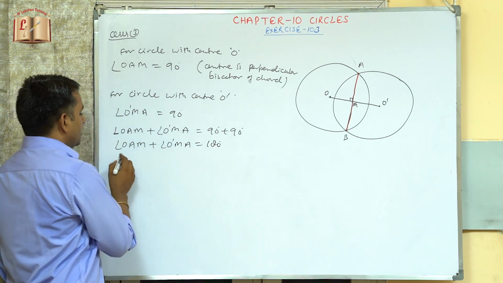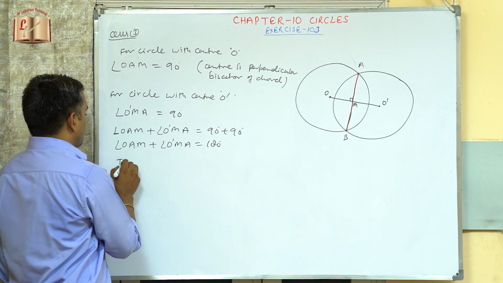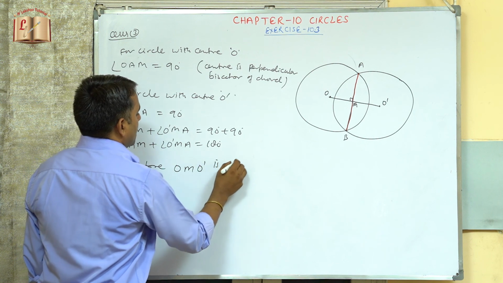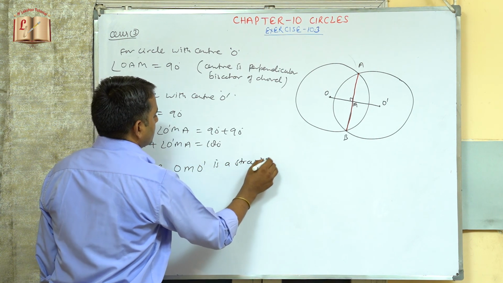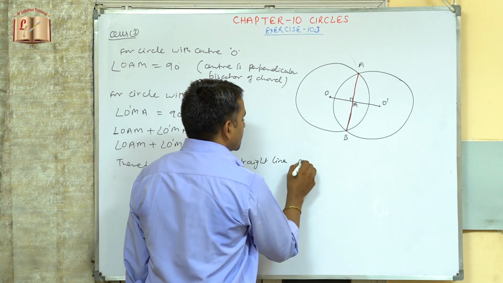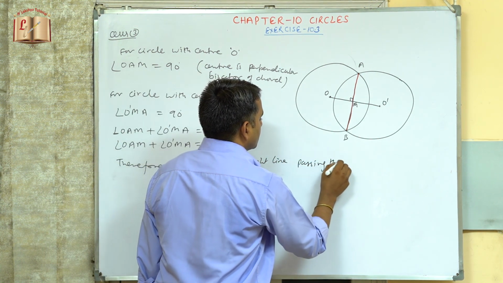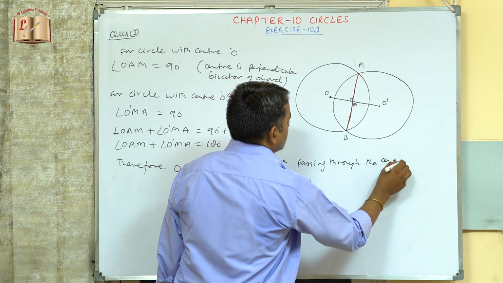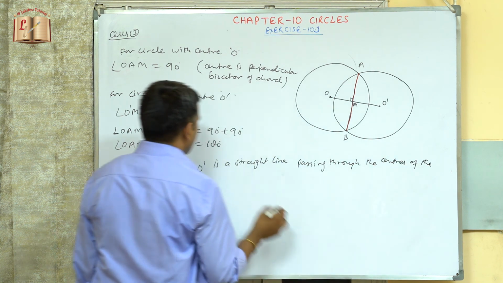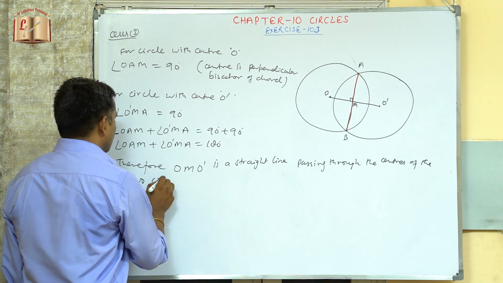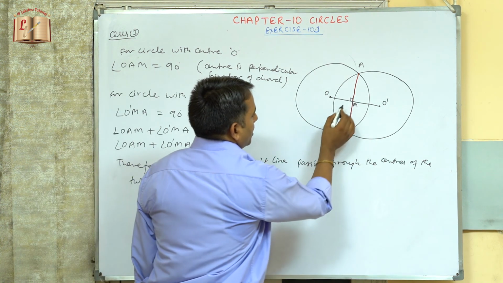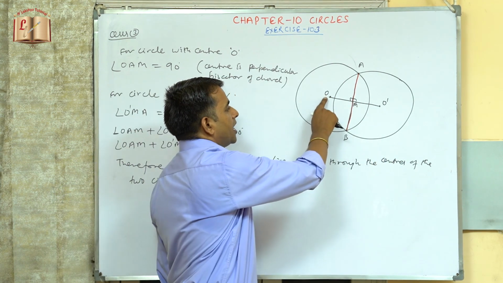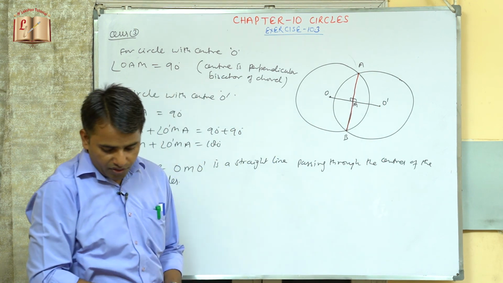Now see, this 180 degrees means this is a straight line, so we can write therefore OMO dash is a straight line. This is a straight line passing through the centers of the two circles. This line is 180 degrees, which means this is a straight line. So once it is a straight line, naturally it will pass through the centers of both the circles.